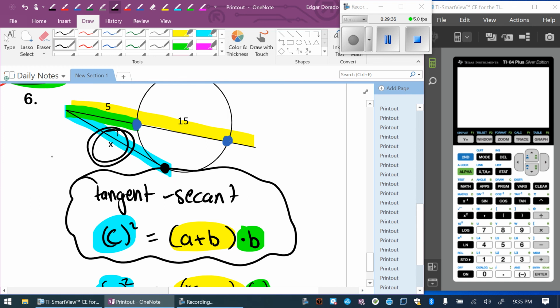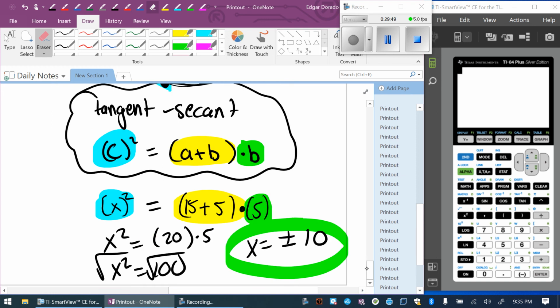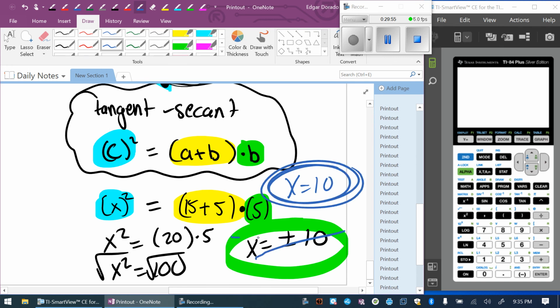How is this going to be negative 10, guys? That doesn't make any sense. How can I say that segment measures negative 10 inches or centimeters or meters? Does not make sense. So actually, even though there were 2 potential answers, a plus or a minus 10, the only actual answer here is a positive 10. Okay? So not plus or minus 10, guys. In this scenario, the answer was actually just 10.